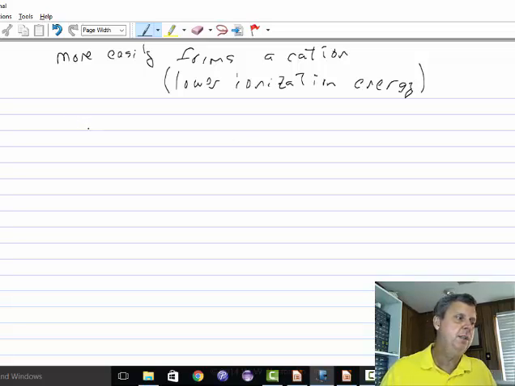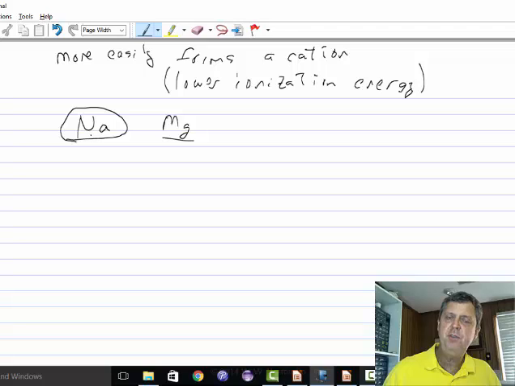So if we compare something like sodium versus magnesium, well, the trend goes up and to the right. Magnesium would have a larger ionization energy, so it takes less energy for sodium to ionize.